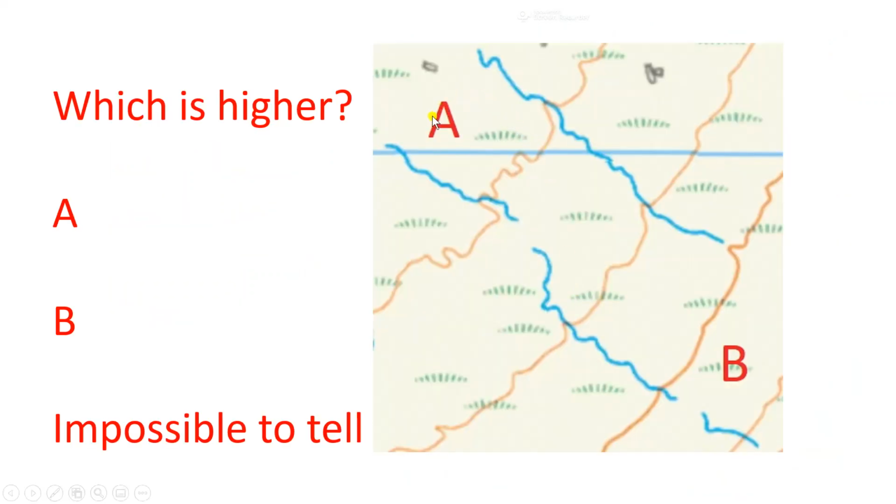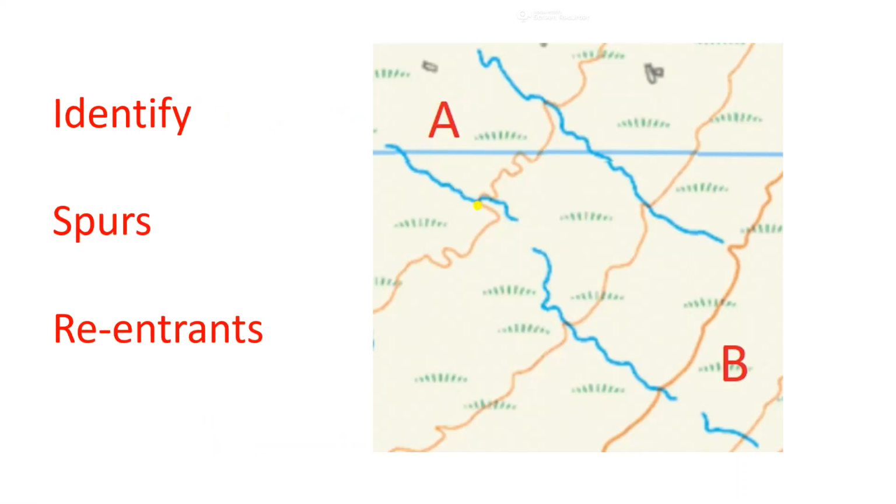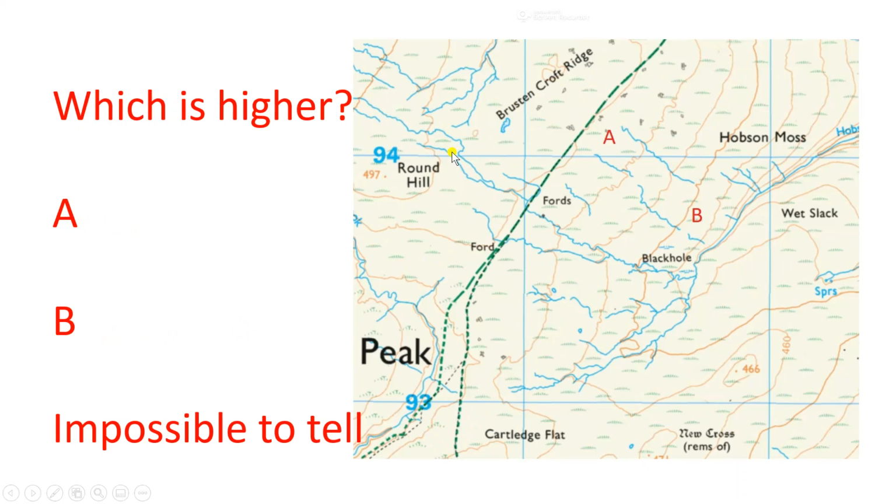On this one, which is higher, A or B, or is it impossible to say? Well, we can work it out if we know the symbol for spurs and re-entrants. Water is going to flow downhill, so it's going to flow down a re-entrant and it's not going to flow down a spur. These little things here are spurs and re-entrants, and we know that the point of a re-entrant points uphill. So that will tell us that the point of that re-entrant is pointing to A, which must be uphill.